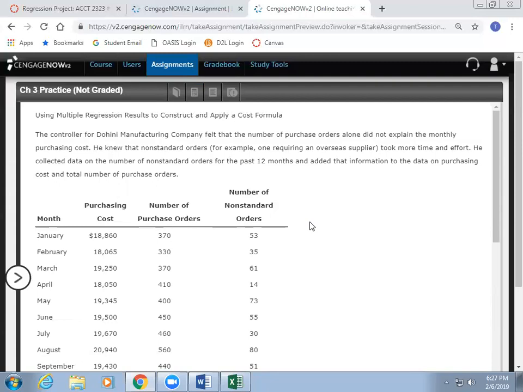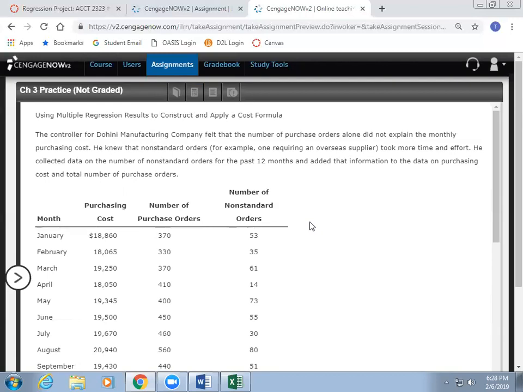Okay, so the last one is really, as you can see, very similar, but we're adding another variable in. So we're adding another activity driver. It says the controller for Doheny Company felt that the number of purchase orders alone did not explain the monthly purchasing cost. He knew that non-standard orders, for example, one requiring an overseas supplier, took more time and effort. So he collected data on the number of non-standard orders for the past 12 months and added that in.